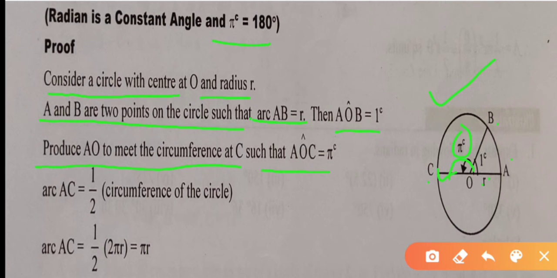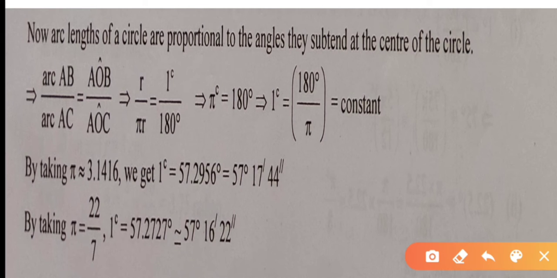Now in the next line, arc AC equals half of the circumference of a circle, right? It is a semicircle, half of the circumference of a circle. Then arc AC equals 1 by 2 as it is. The circumference of a circle is 2 pi r. Now 2 gets cancelled here, only pi r remains. Got it?